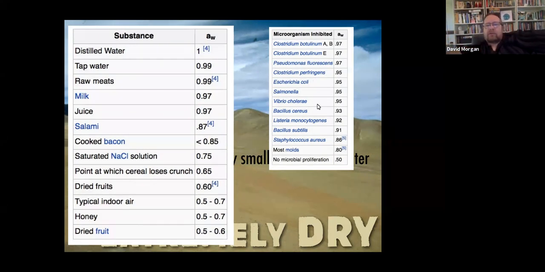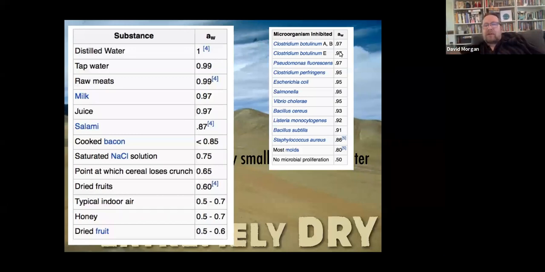So this A sub W is basically a measure of how wet something is. Water has a value of 1. Dried fruit has a value of 0.5. The reason dried fruit is a thing, and the reason you don't have to put dried fruit in the refrigerator, like raisins or the kind of dried apricots and stuff you put in trail mix, is because with all the water taken out of the fruit, bacteria can't live in there.